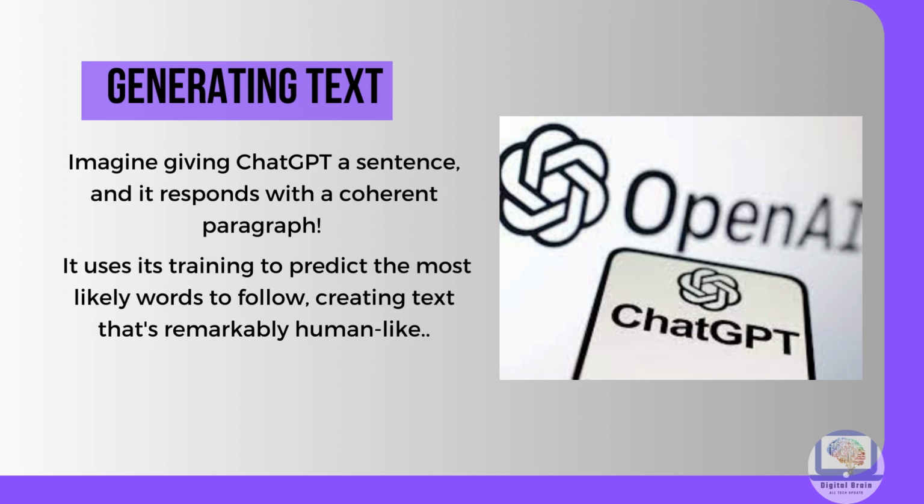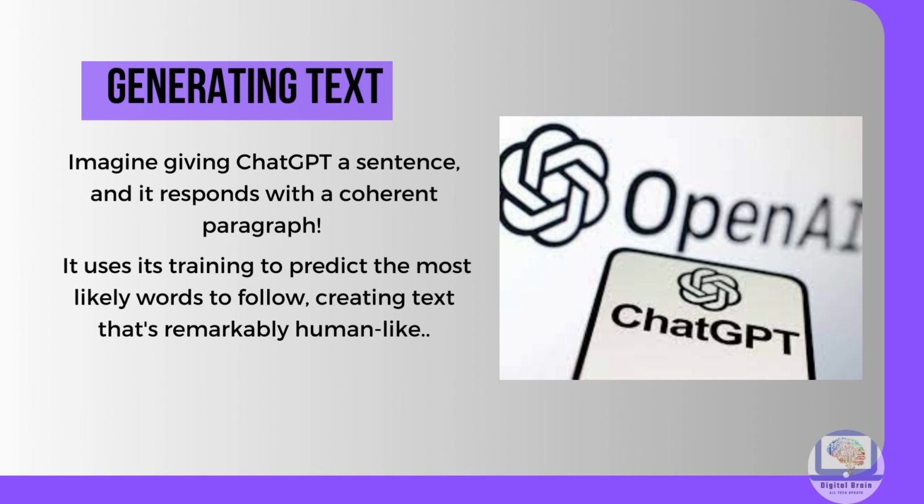Generating text with ChatGPT. Imagine giving ChatGPT a sentence and it responds with a coherent paragraph. It uses its training to predict the most likely words to follow, creating text that's remarkably human-like. It generates the text on the basis of training.